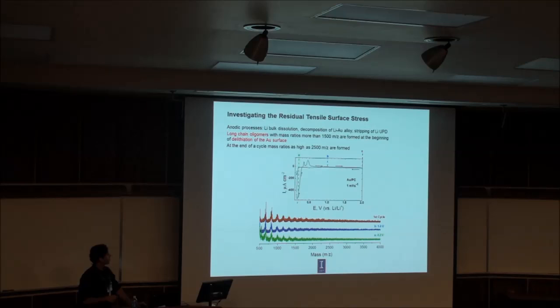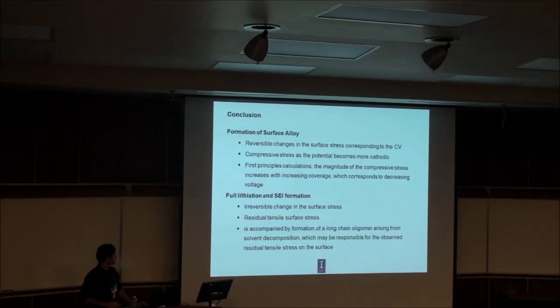But if we come back, we start the anodic potential, we can see there are some polymers forming on the surface as soon as we reverse the potential and go in the anodic direction. And this shows that that SEI polymer actually forms when the lithium is removed from the surface. At the same time, long-chain polymers are formed as part of the SEI. And this is the reason for that residual stress in the surface of the gold electrodes.